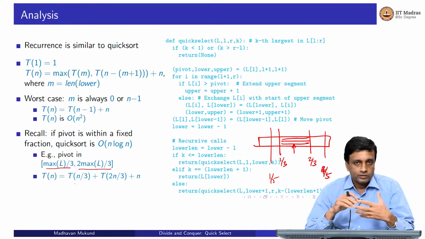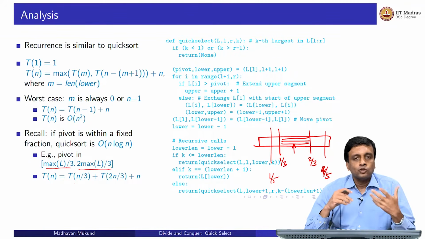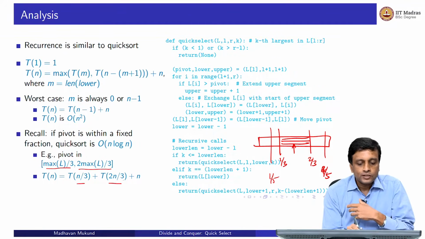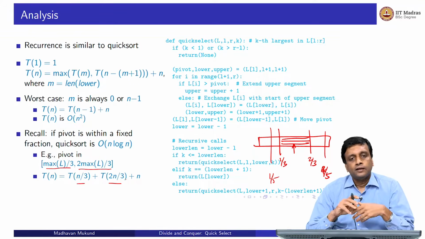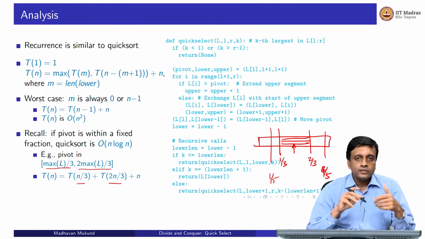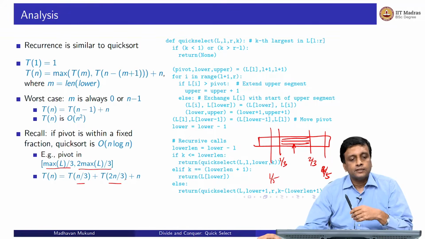So we have the smaller of the two partitions is n by 3. So the worst case is one is n by 3, the other is 2n by 3, and if we solve this, then we get n log n. So the question is whether we can somehow manufacture this for our case, right?